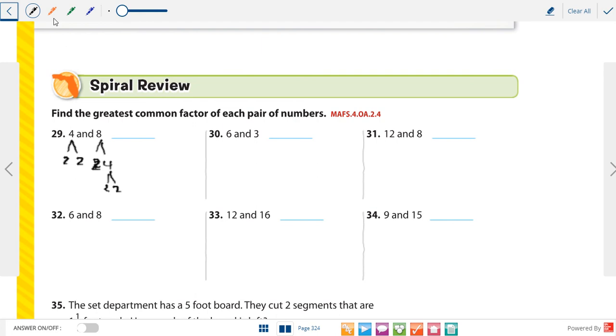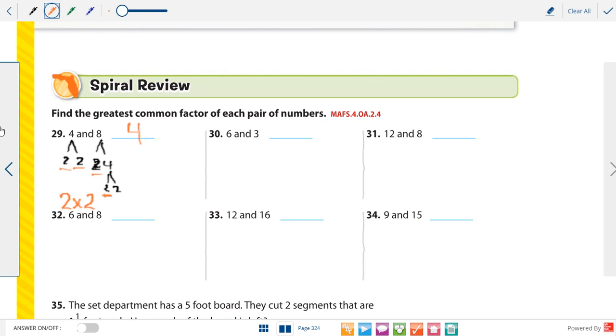Now I'm going to find my common factors. So I've got 1, 2 here and 1, 2 here. I'm going to write 2 down here. I've got 1, 2 here, 1, 2 here. All right, remember, this was from the first year. Okay, do I have any more? No, I'm done. So it's going to be 2 times 2, which gives me my greatest common factor of 4 and 8. 4, so my greatest common factor is 4.